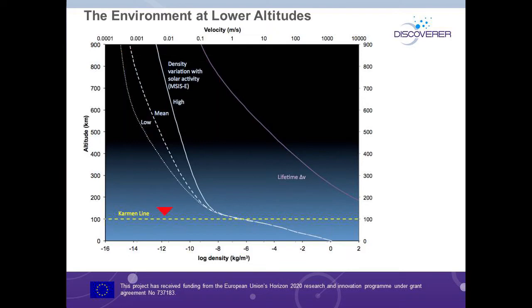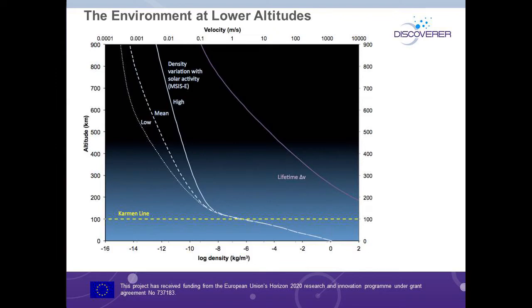Also just put on there the Kármán line. This is the edge of space as generally agreed upon in Europe, down at 100 kilometers, where in theory, operating something lower than this altitude, you can generate enough lift so it becomes an aircraft. So we're above this line.